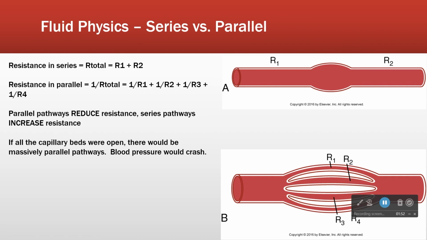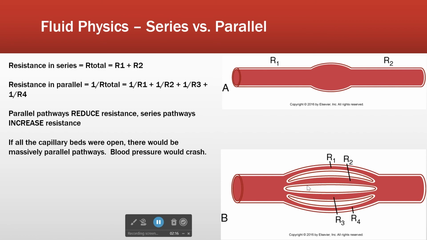So if you have two areas of resistance like we have in our top in A here, the resistances add. In other words, the resistance from this end of the pipe to this end is R1 plus R2. All that means is you have to pass through all the resistance in the pipe before you can get from one end to the other.